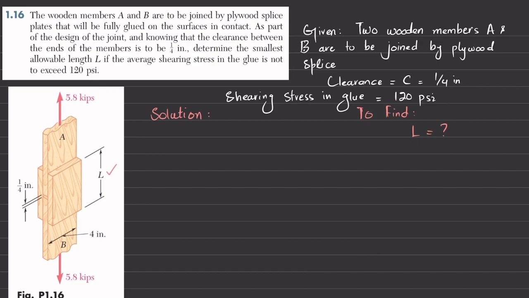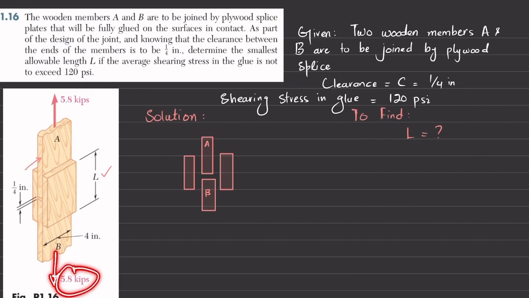So let's start with the solution. If I draw this wood A from frontal view, this is A, and let's say there is a small gap, and this is wood B. Clear? And these are the two plywood pieces. Same is over here. Clear? So now you can see that this is the load.